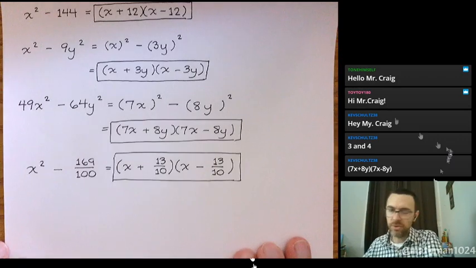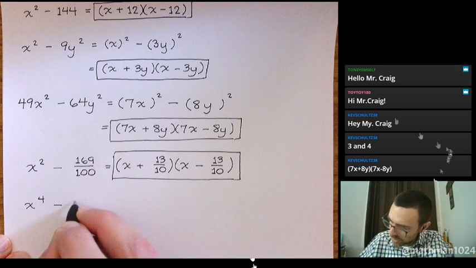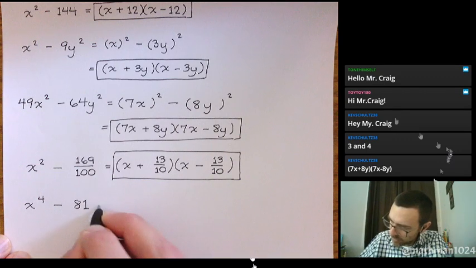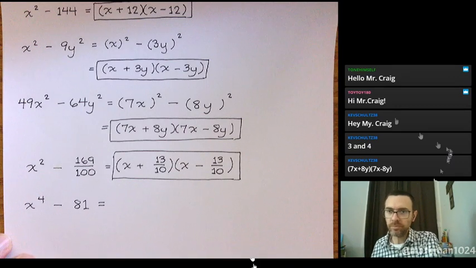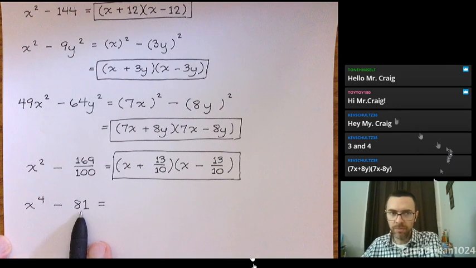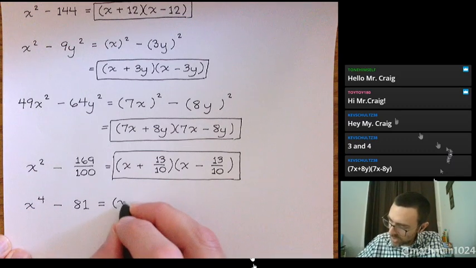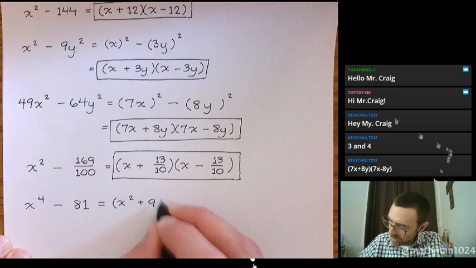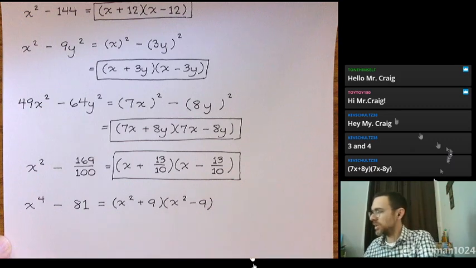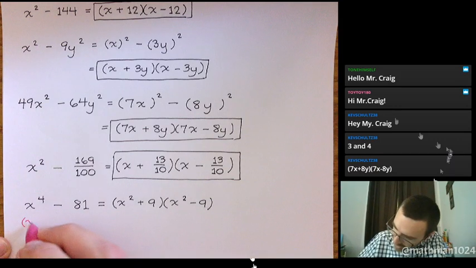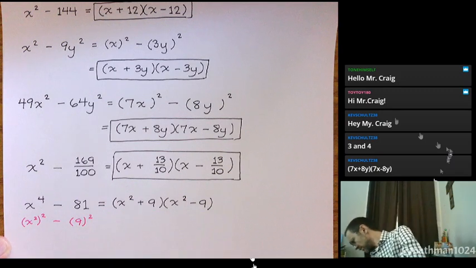Now, you do need to be mindful of some things, though, because sometimes the difference of squares can be hiding. So if we have x to the fourth minus 81, 81 is clearly a square. x to the fourth is also a square because it's the square of x squared. So we can factor this as x squared plus 9 times x squared minus 9. And again, that's stemming from the fact that we have x squared squared here, and then 9 squared there.